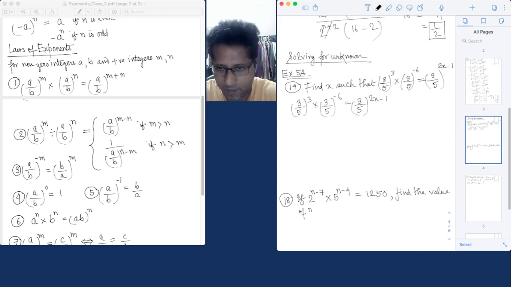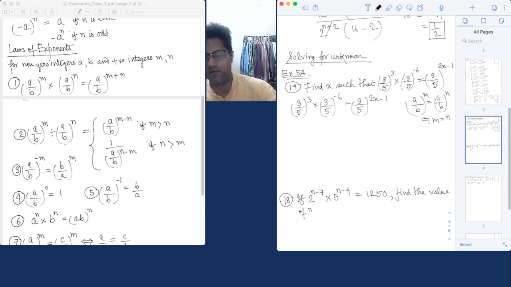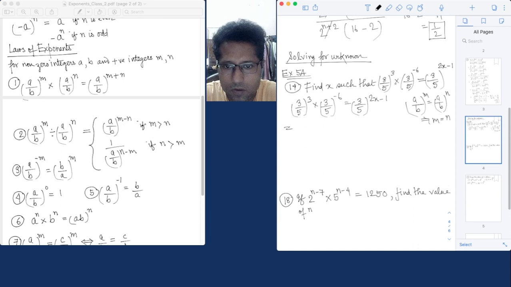We can clearly see this is an equation and we have some exponential form where the bases are the same, that is, the base is the rational number 3 by 5. So we can clearly understand that we have to create an equation of the form a by b raised to the power m equals a by b raised to the power n, so that we can equate m equals n, and from here we can solve for x.